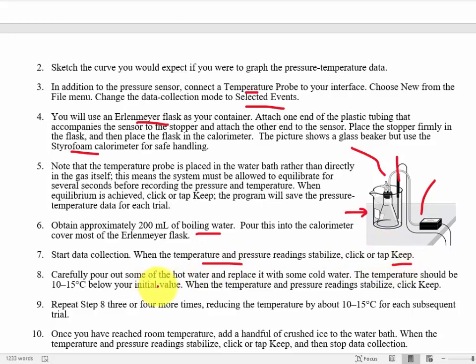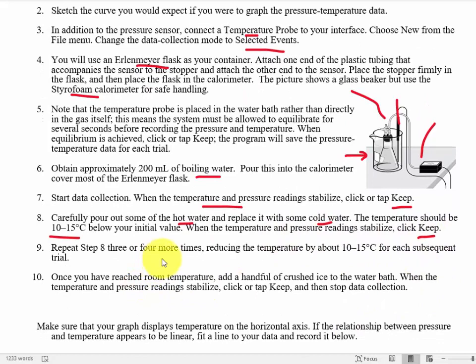Then what you're going to do is dump out some hot water, and replace it with some cold water, or you could even use some ice if you really wanted to. And you want to drop the temperature by 10 to 15 degrees. You're going to go ahead and click keep, and you're going to do this 3 or 4 more times, dropping the temperature by 10 to 15-ish degrees each time.